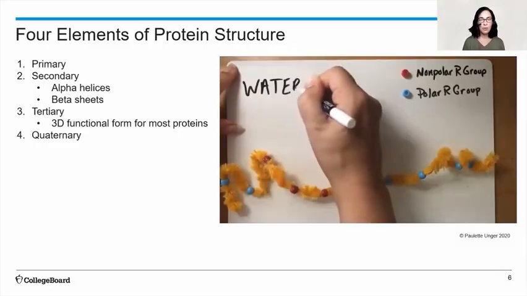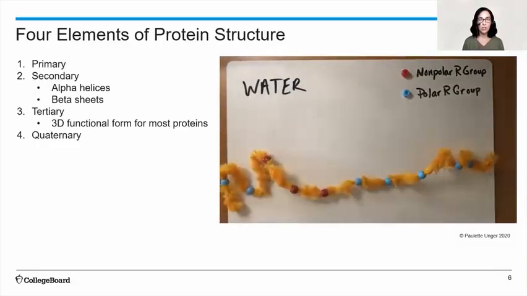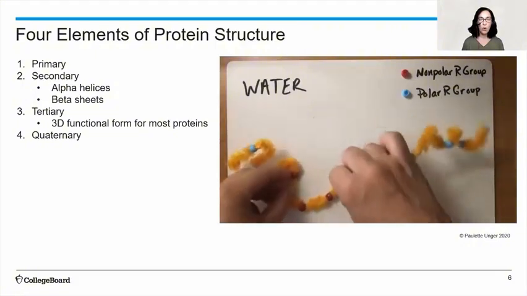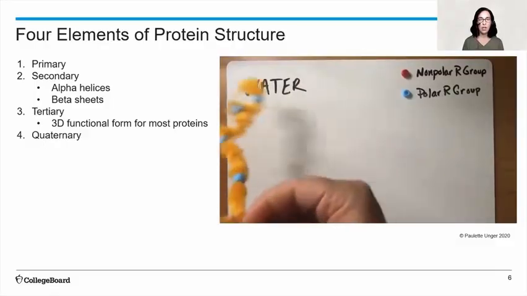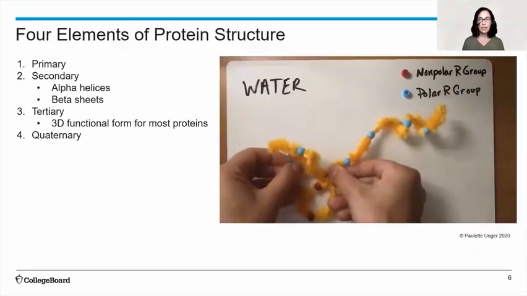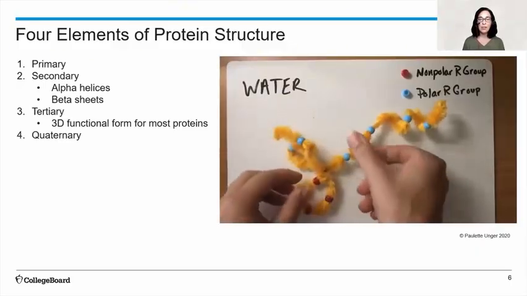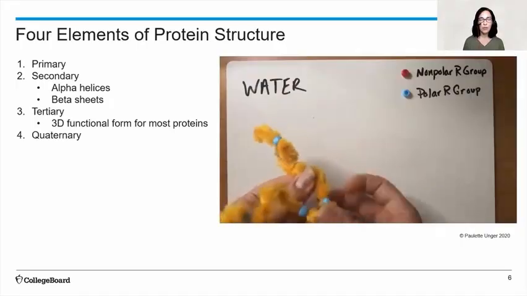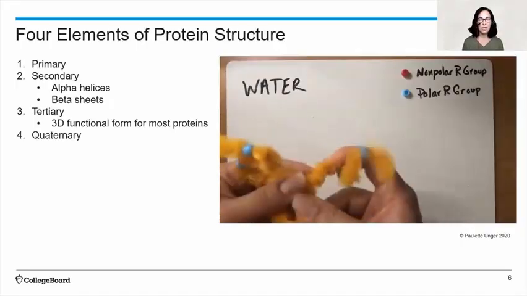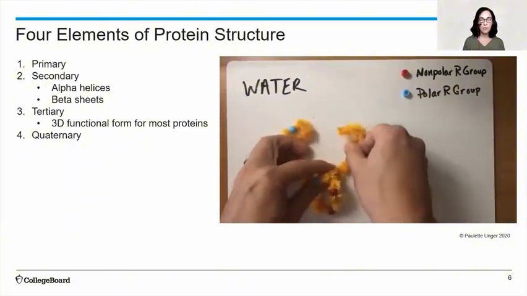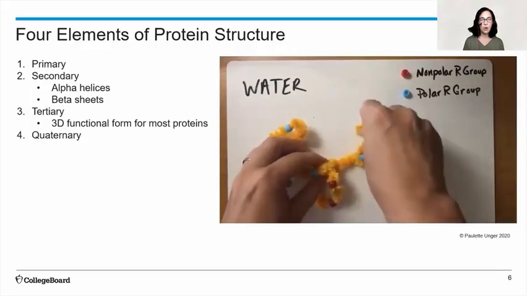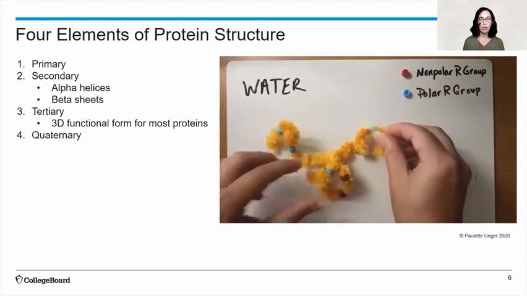So let's assume that we have some water here in the surrounding environment that this folding's occurring in. The red beads are nonpolar, so they are hydrophobic, and they're going to want to fold inward towards the core of this protein. So in the core, we're going to get these hydrophobic interactions occurring since there's water in that environment. The blue beads, which are polar amino acids, they're going to be hydrophilic and interact with water. So they're going to fold towards the outside of this protein as we start to take this 3D shape. And so you see that here in our model. So here, this would be the tertiary 3D form, which could be functional for many proteins.